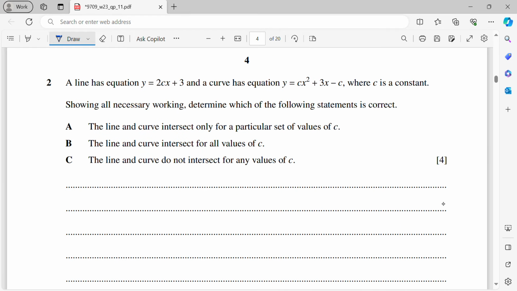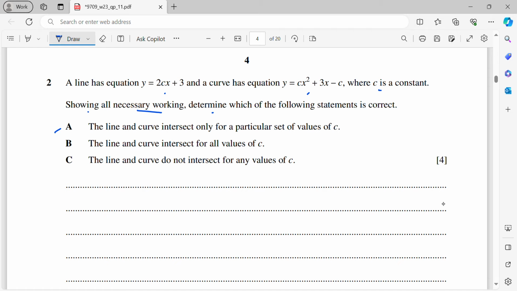Okay, now for question number 2. A line has equation y equals 2cx plus 3 and a curve has equation y equals cx squared plus 3x minus c, where c is a constant. Showing all necessary working, determine which of the following statements is correct.